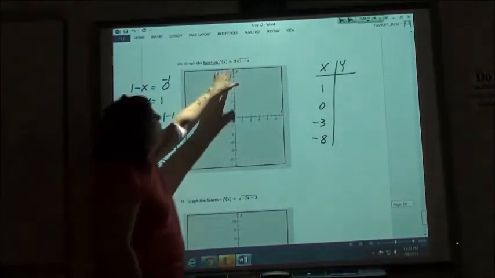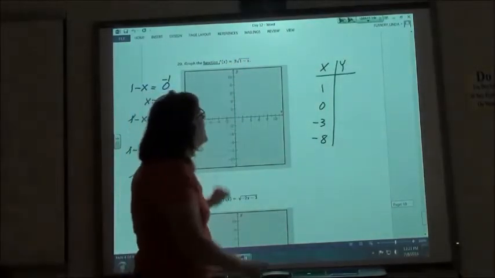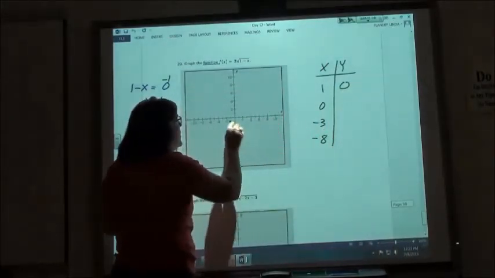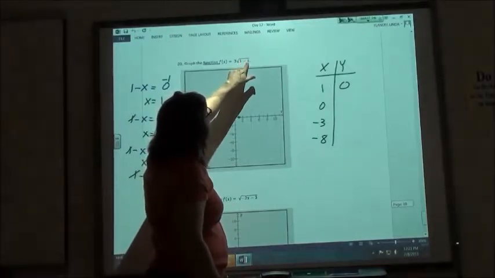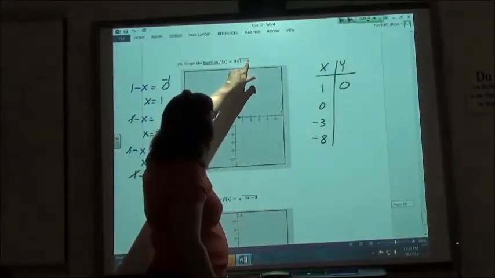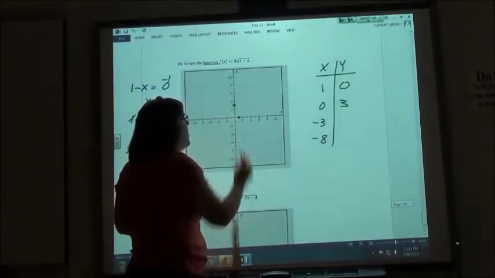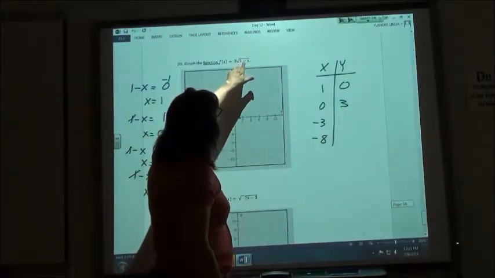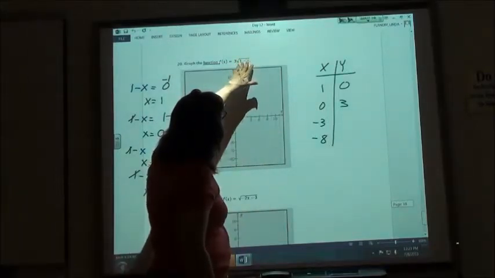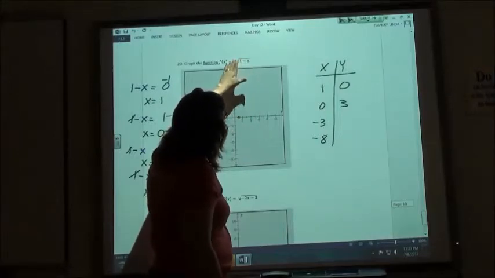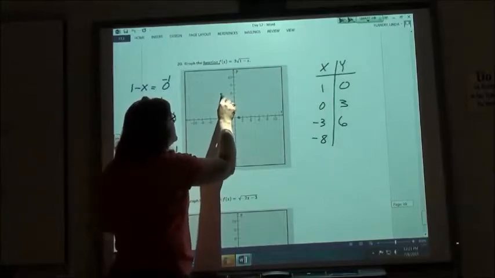So 1 minus 1 is 0, square root of 0 is 0, and 0 times 3, still 0. So 1, 0. Putting a 0 in there. 1 minus 0 is 1, square root of 1 is 1, 1 times 3 is 3. So 0, 3 is on my graph. 1 minus a -3. When I minus a negative, I'm going to add the 3, so I'm going to get 4. Square root of 4 is 2. 2 times 3 is 6. So -3 is up to 6.